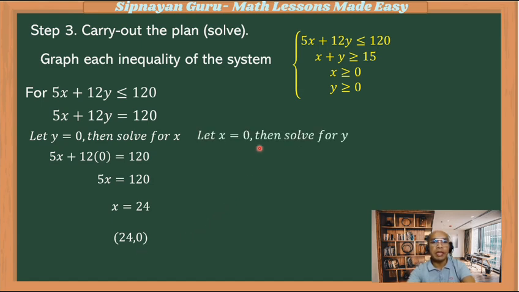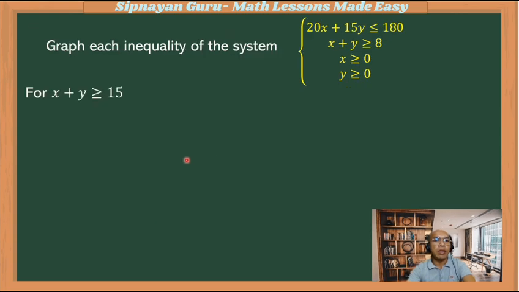For the y-intercept, let x be equal to 0. So this is 5 times 0 plus 12 times y is equal to 120. Simplify, 12y is equal to 120. Divide both sides by 12. So our y is 10. The y-intercept is 0 and 10.